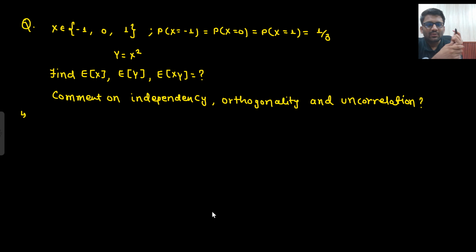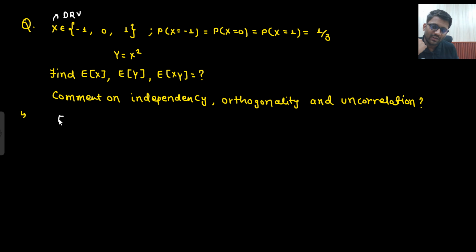Now this time x is your discrete random variable. X is a discrete random variable which can take value -1, 0 and 1. Probability of x taking value -1, 0 and 1 are same, that is equal to 1 by 3. Y is equal to x square. You need to find expectation of x, expectation of y and expectation of xy, and then you need to comment on all these things. Okay.